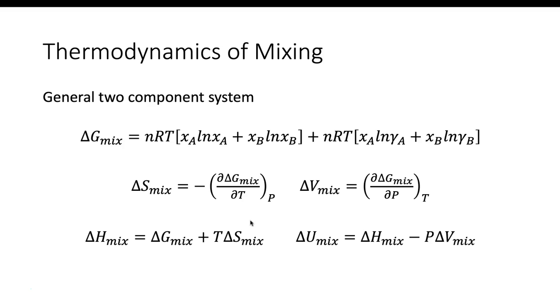So this is kind of a summary of what we've learned previously. We have a two-component system. If we're looking at the free energy of mixing, we have the nRT times the mole fraction part, or the ideal part, plus the nRT times the activity coefficient portion of the delta G of mixing. Okay, so we had covered that before.